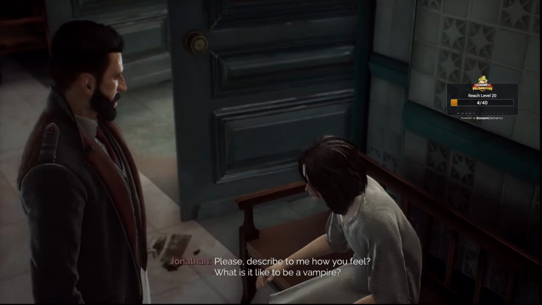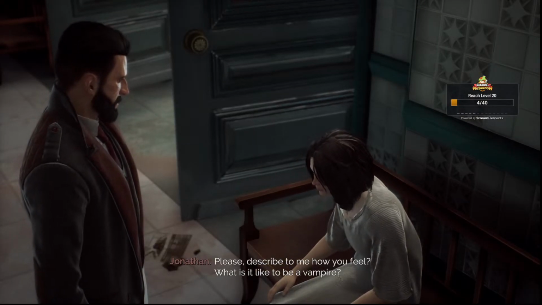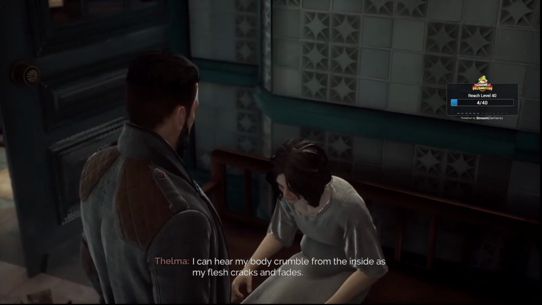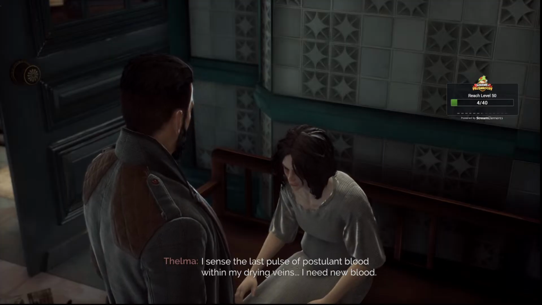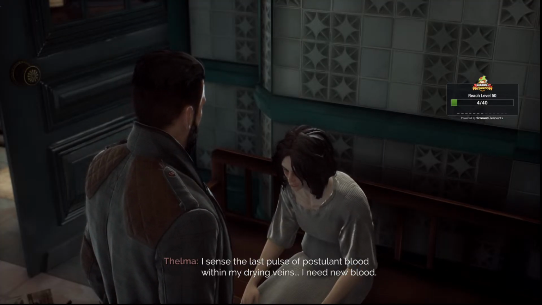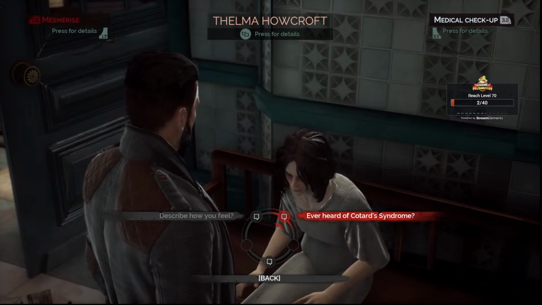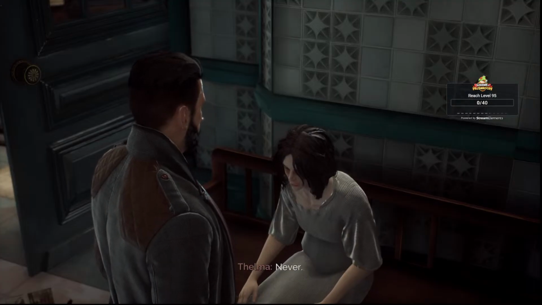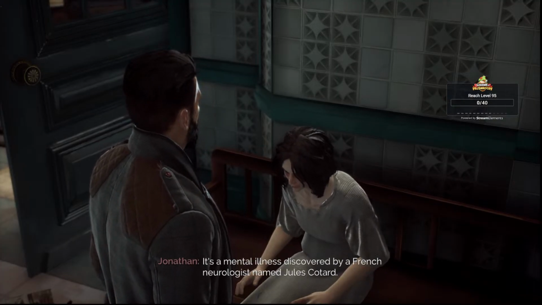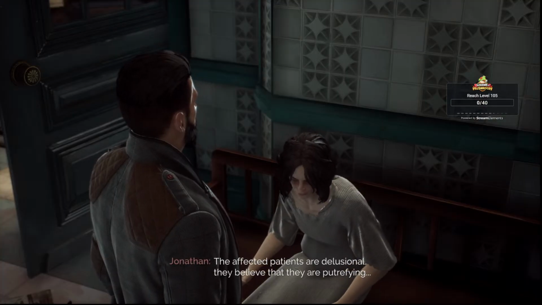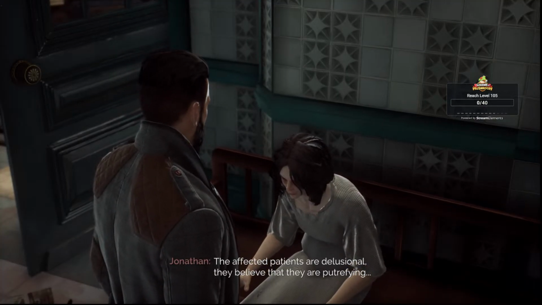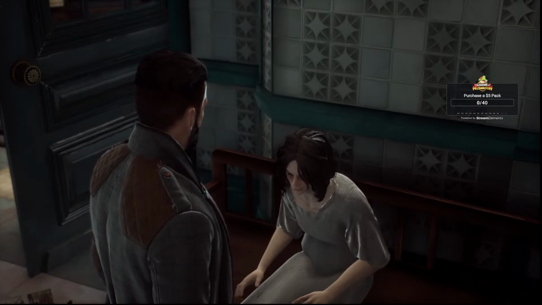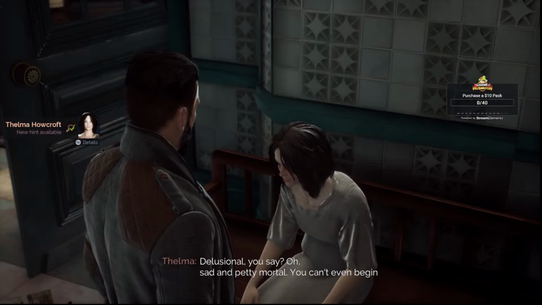Please, describe to me how you feel. What is it like to be a vampire? I can hear my body crumble from the inside as my flesh cracks and fades. I sense the last pulse of postulant blood within my drying veins. I need new blood. I see. Have you ever heard of Cotard syndrome, Miss Howcroft? Never. It's a mental illness discovered by a French neurologist named Jules Cotard. The affected patients are delusional. They believe that they are putrefying, that they are dead, a ghost or a ghoul, or in your case, a vampire. Delusional, you say? Oh, sad and petty mortal.